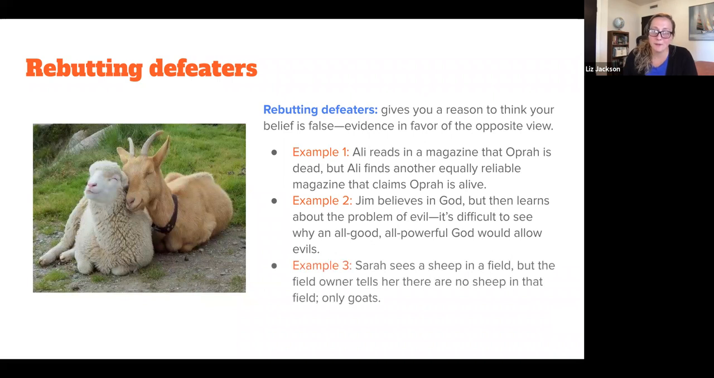Here's another example. Sarah sees a sheep in a field, but then the field owner tells her there's no sheep in that field, only goats. So her belief that there's a sheep in the field is defeated by the field owner's testimony that there's no sheep in the field.